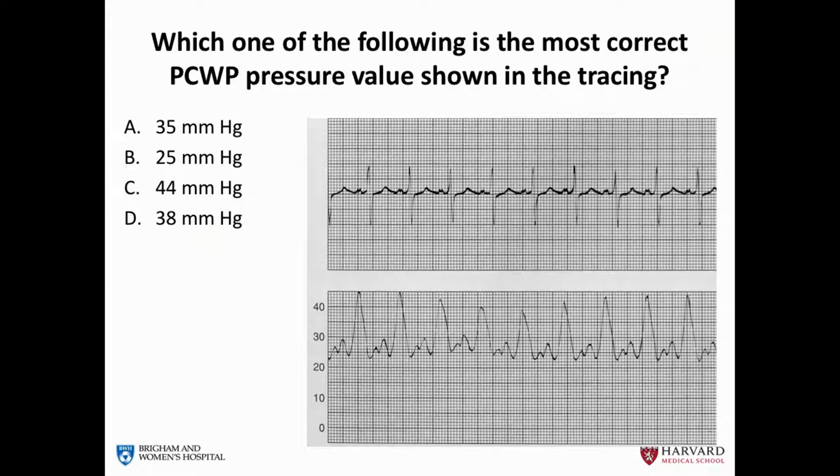Which one of the following is the most correct pulmonary capillary wedge pressure value shown in the tracing? A, 35 millimeters of mercury, B, 25 millimeters of mercury, C, 44 millimeters of mercury, D, 38 millimeters of mercury. The answer is 25 millimeters of mercury, and this simply reflects how we measure the mean pulmonary capillary wedge pressure by taking the peak of the A wave and the bottom of the X descent and calculating the mean for those two numbers.